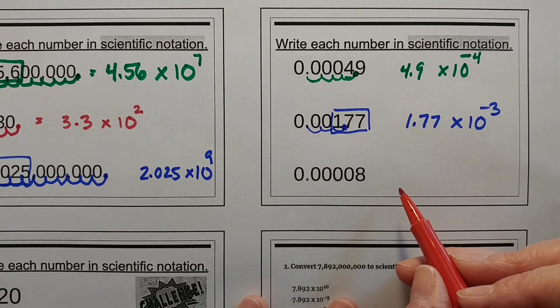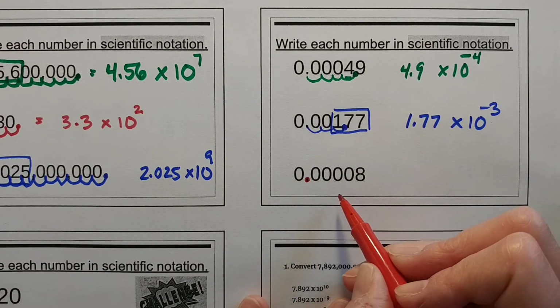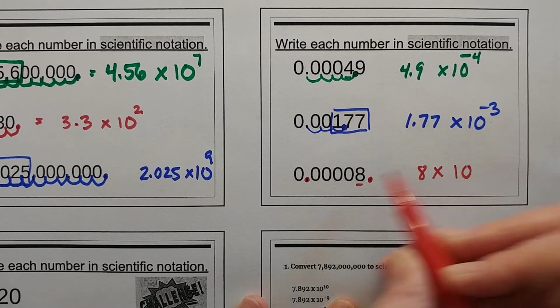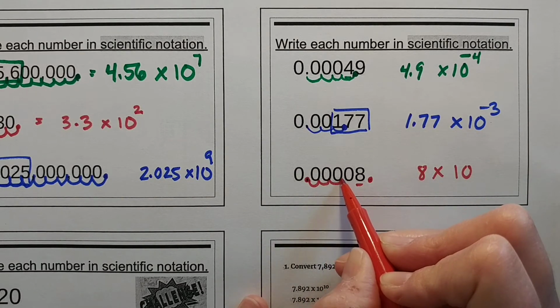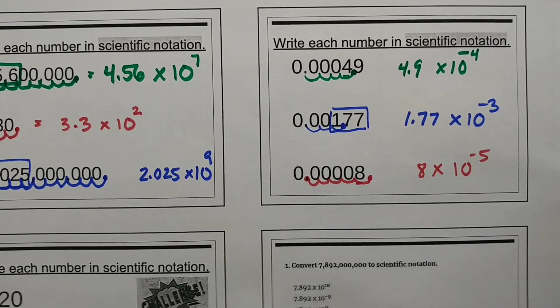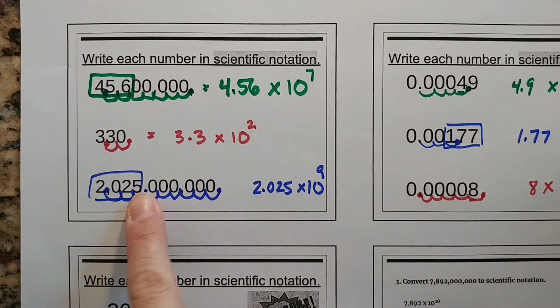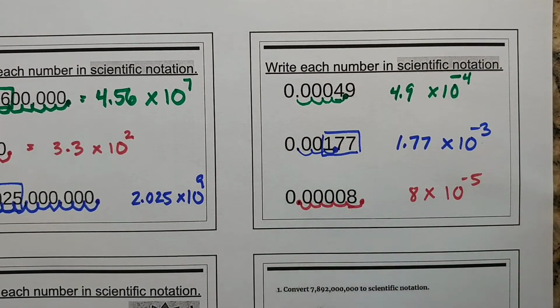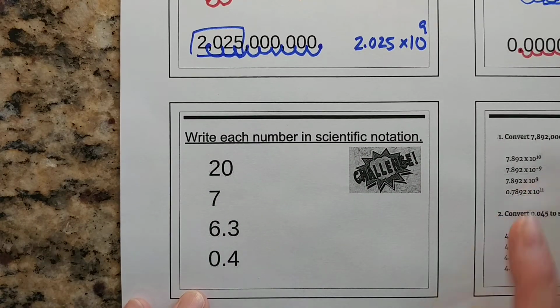How about this one? The decimal point's here. Where do we want it to be? You guessed it, right after the 8. So 8 times 10, how many places does it move? 5, negative. All right, we've got it. So, big numbers, positive exponent. Small numbers, negative exponent.